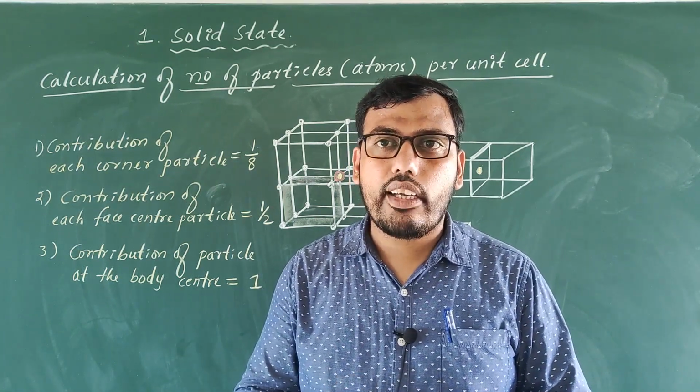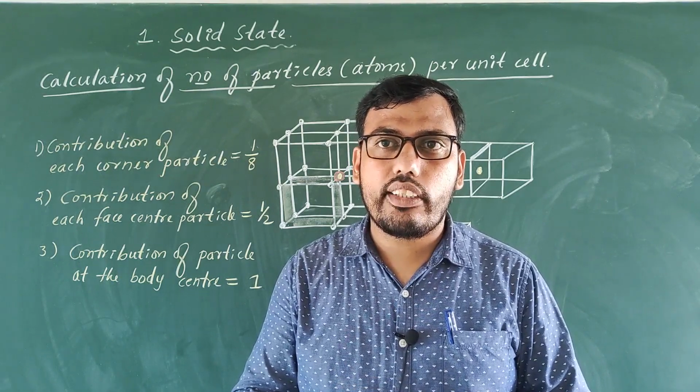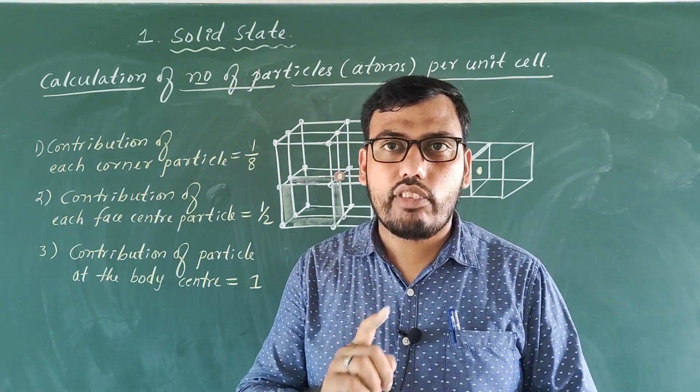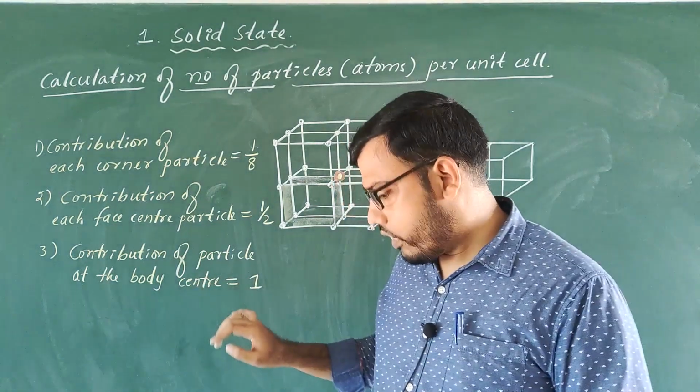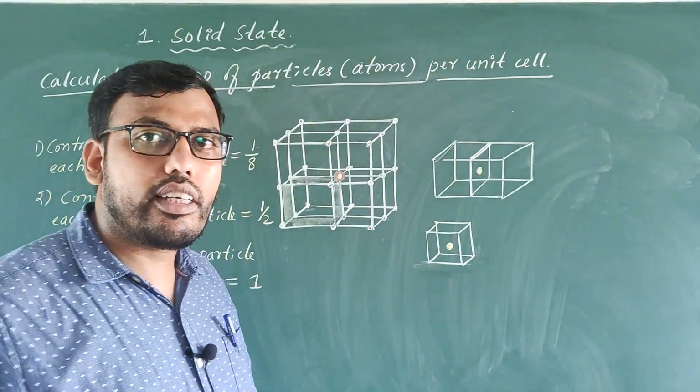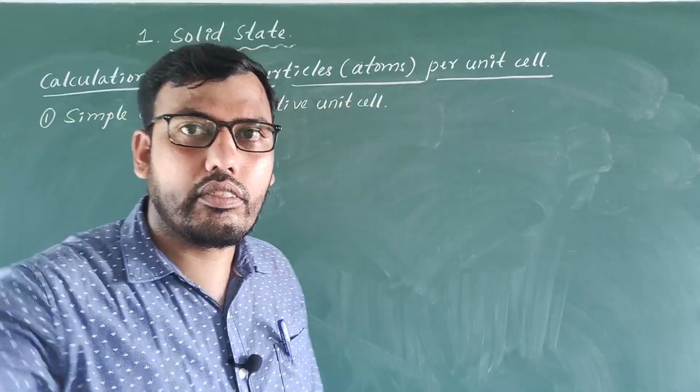Hence a particle present at the body center belongs to only one unit cell, that's why its contribution is 1 by 1. That is nothing but, the contribution of a body center particle is only 1.